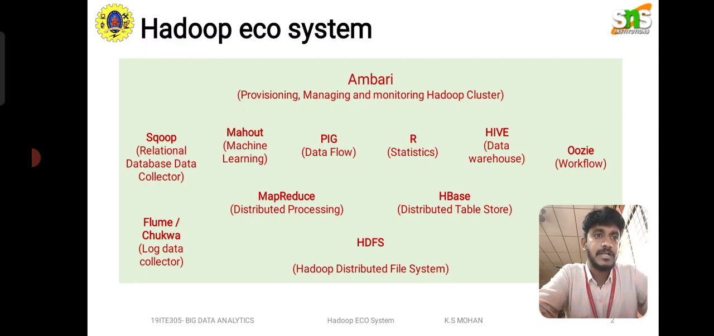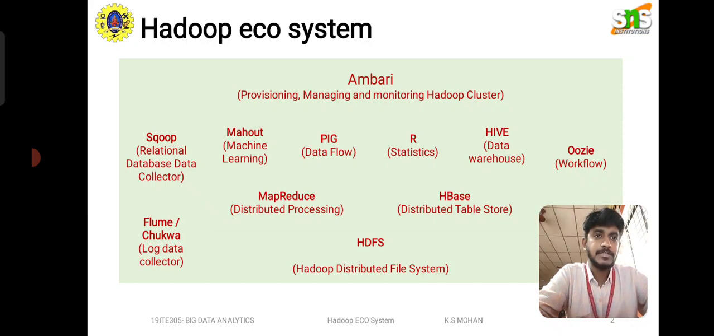And the next thing is Hive, a data warehouse. It is a major thing. Hive plays an important role for analyzing data from a huge volume of data warehouse. Let's see here MapReduce and HBase. The important things are MapReduce and HBase: distributed processing, distributed table store.